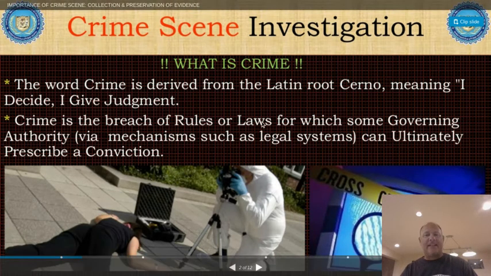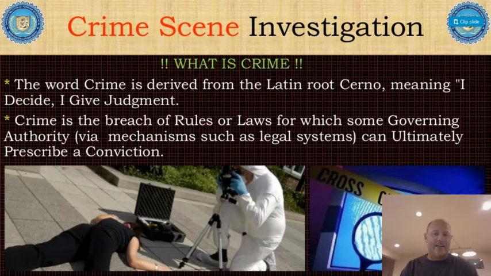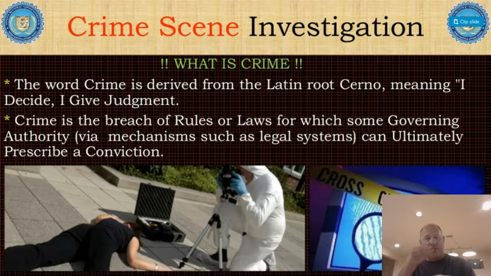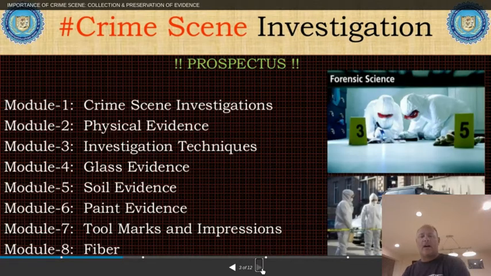So, just looking at some of the basics here, the word crime is derived from the Latin root cerno, meaning I decide, I give judgment. So not a great definition. This comes more from the criminal's perspective there of giving judgment. Crime is a breach of rules or laws for which some governing authority can ultimately prescribe a conviction. Okay, so it's a set of rules, set of laws. It's our criminal justice system where people preside and can basically hand out convictions and hand out sentencings for crimes that have been committed.